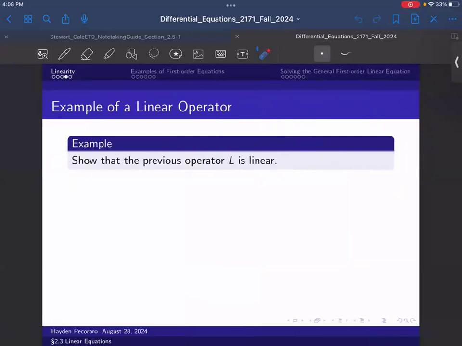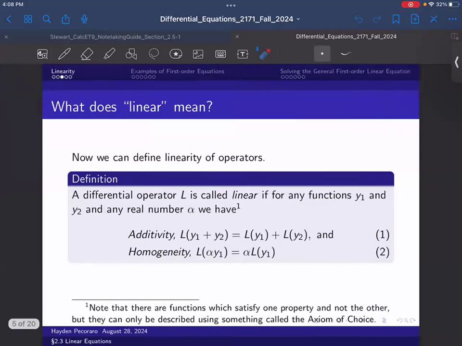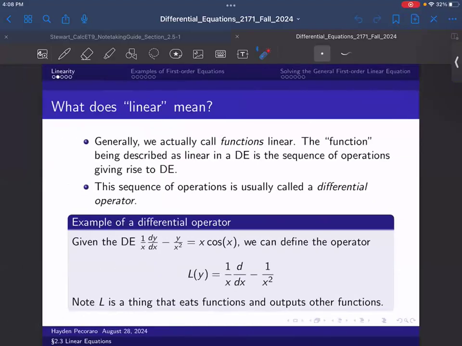Here's an example. Let's show that the previous operator is linear. I'm going to let you guys try this one for a minute. Let's go back to the operator so you can see it. So take this operator and show that this thing is linear. Show that it has the two properties. Give you a second to write this down, and then I'll go back to the properties so you can see them. It should be additive and it should be homogeneous.